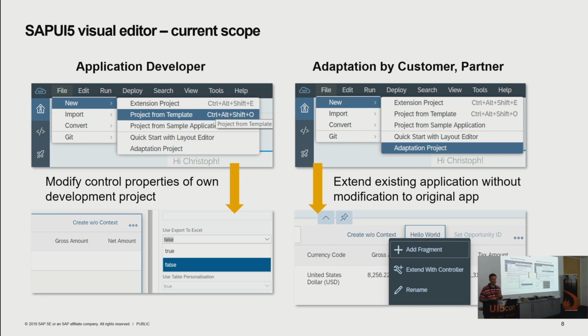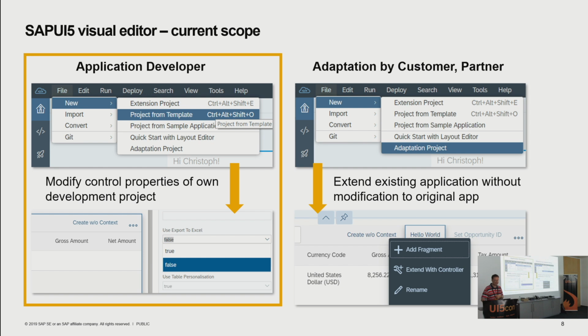You know the visual editor in the Web IDE is currently used for two major use cases. One is to allow the developer to modify control properties. Basically, the lower part you have seen in the demo is a control property panel. And it also allows application developers, customer and partner side, to extend existing applications.